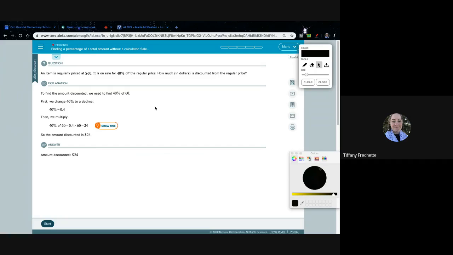So they're not asking us what the regular price is, well, we know what the regular price is. They're not asking us what we're going to pay. They're just saying what is discounted. How much do I get to take off of this $60? So what we want to do, and it's exactly what they're showing here.